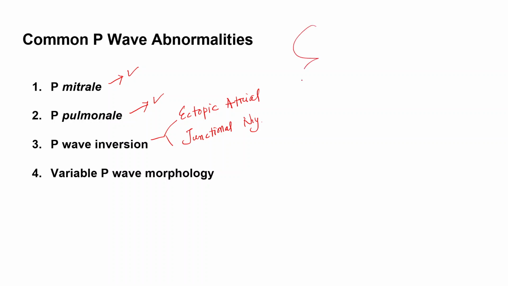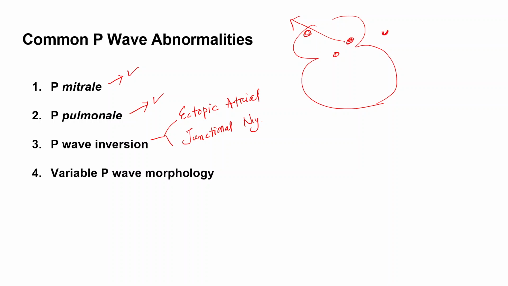What do you mean by that? Again, the same image. Usually, the action potential starts from the SA node here, goes to the AV node. But if the action potential starts from here, due to any cause, the net vector direction for atrial depolarization will be like this, in the opposite direction of the normal vector. So we will get a negative P wave, or P wave inversion.